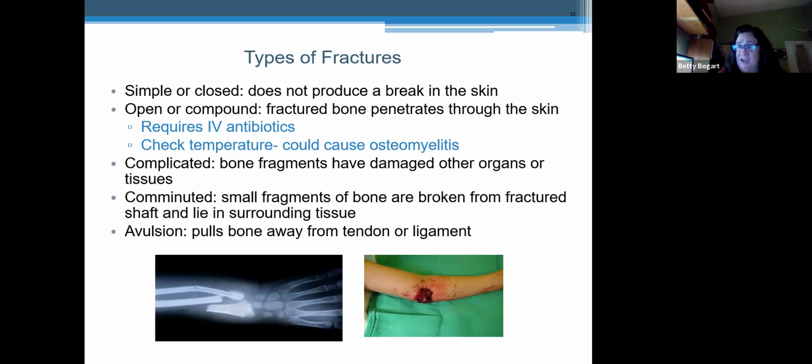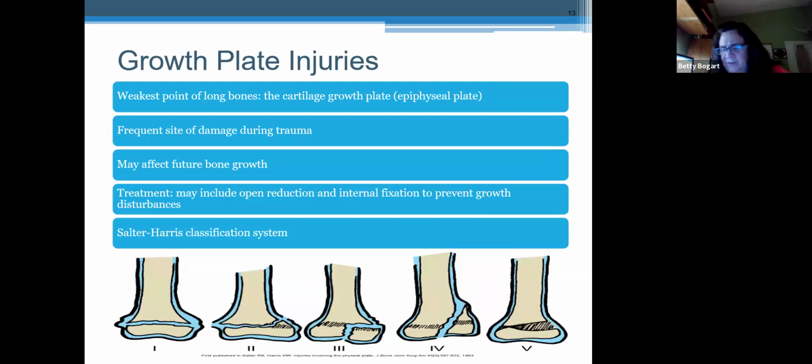And that's a type of fracture, but it's the bone comes away from the tendons and ligaments, and they have to get them to reattach. Now, there's some sort of break in children that is extremely important that we take care of the best way we can.